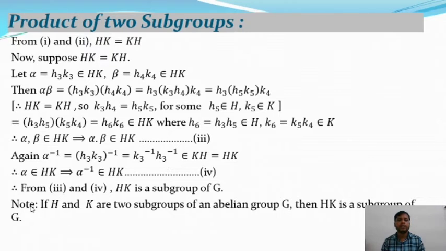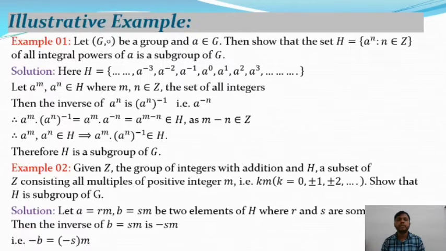So here is the note on the above theorem. If H and K are two subgroups of an abelian group G, then HK is a subgroup of G. So after that we will take some examples on the subgroup. So here is the example.